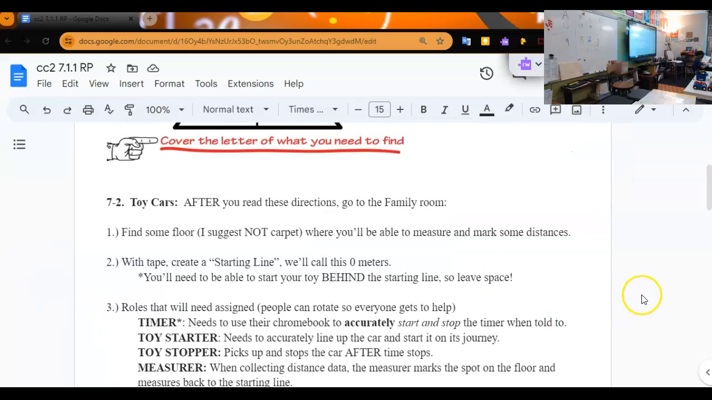Anyone want to read for us? Because we're going to read some directions. Raiden, do step one. Find some floor. I suggest not carpet, where you'll be able to measure and mark some distances. So, step one, your group is going to find some floor. My suggestion is not carpet, but if you choose to ignore me, that's fine. Matt, what about step two?